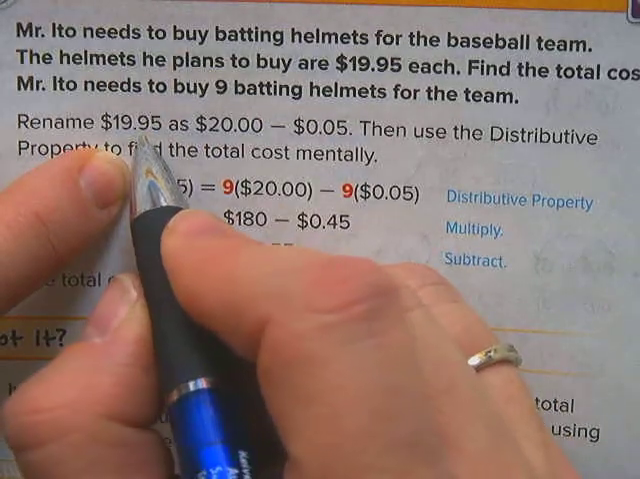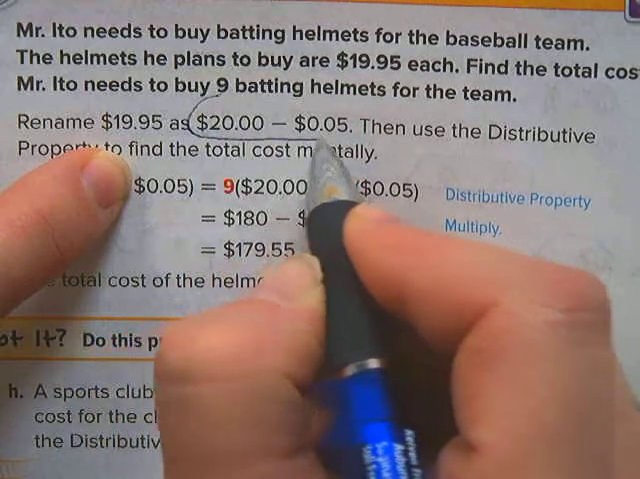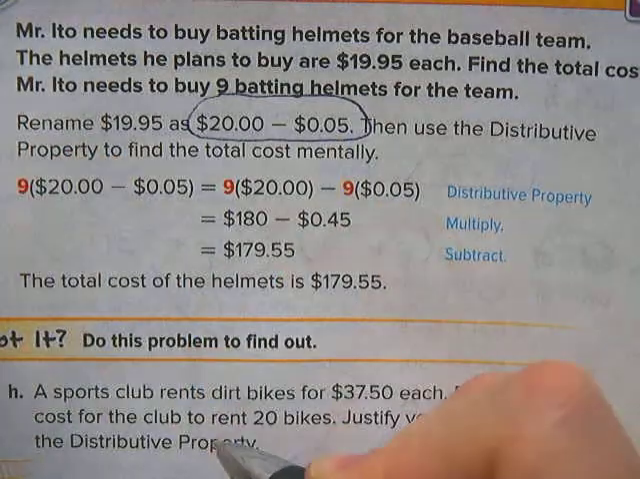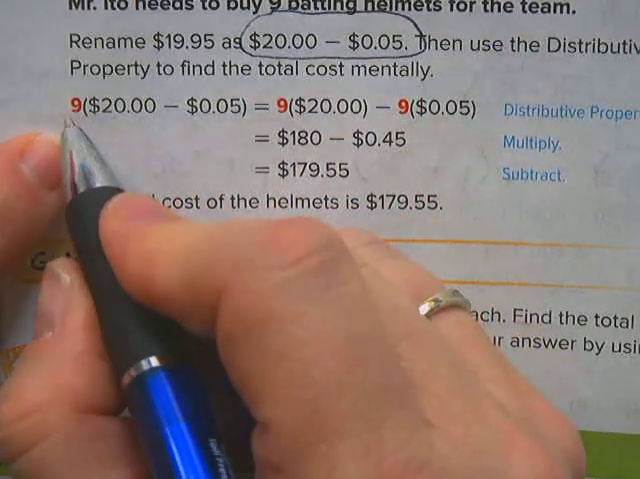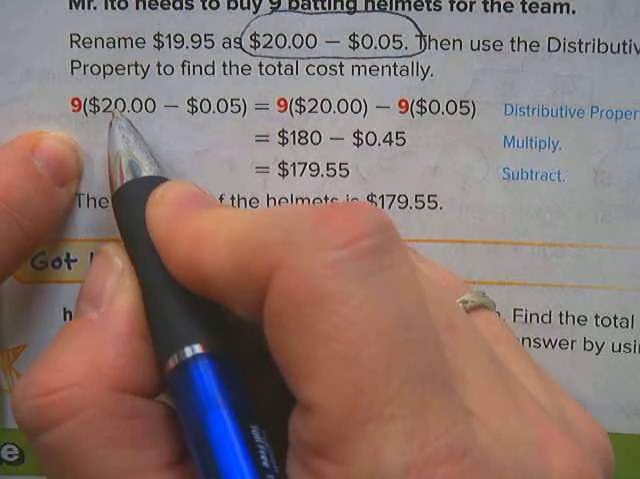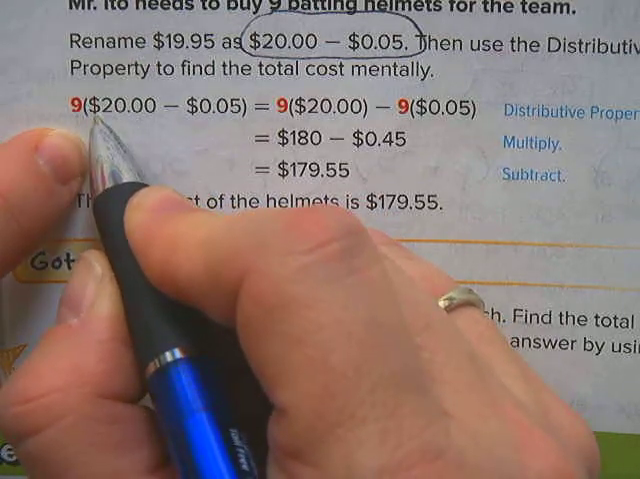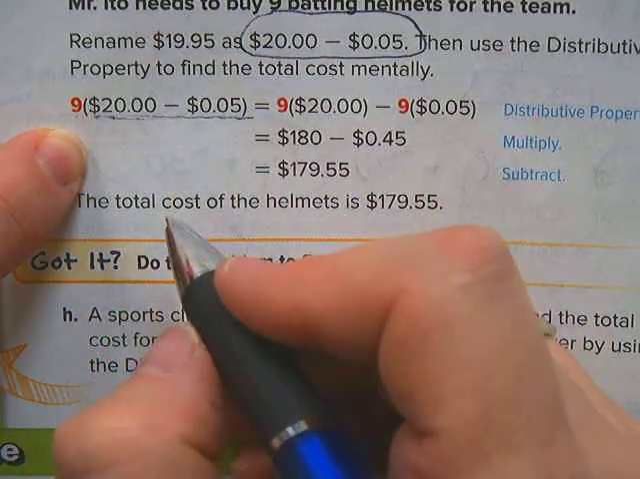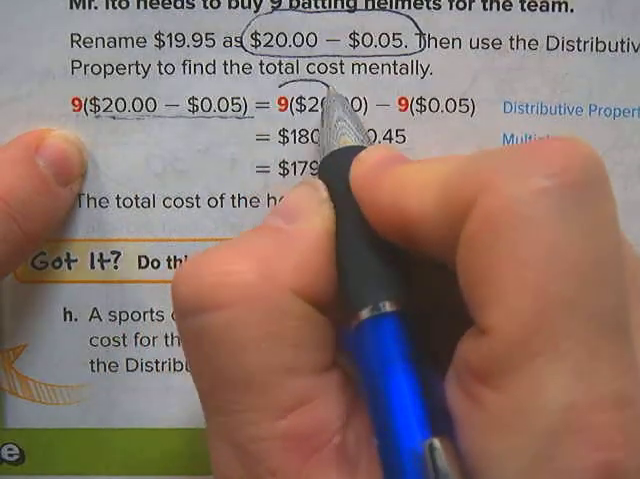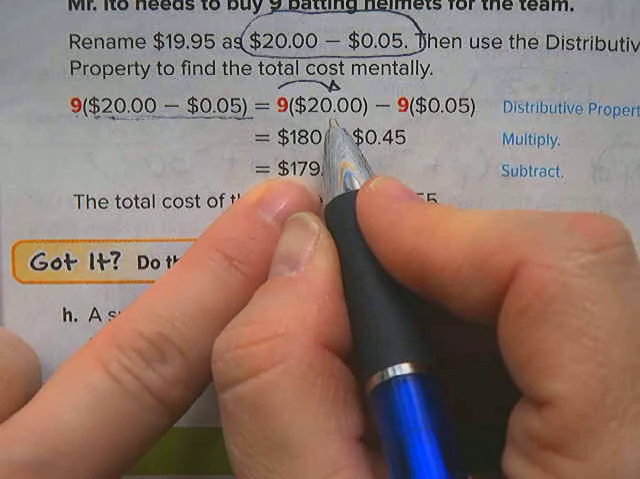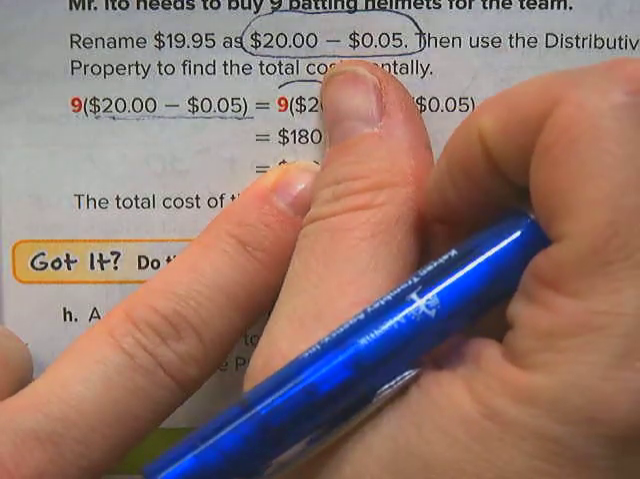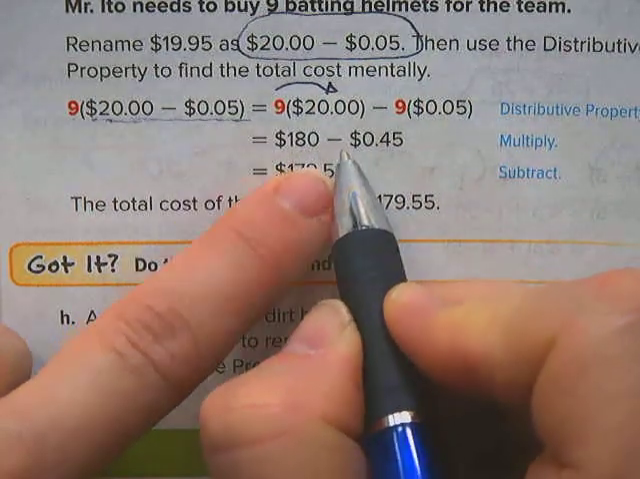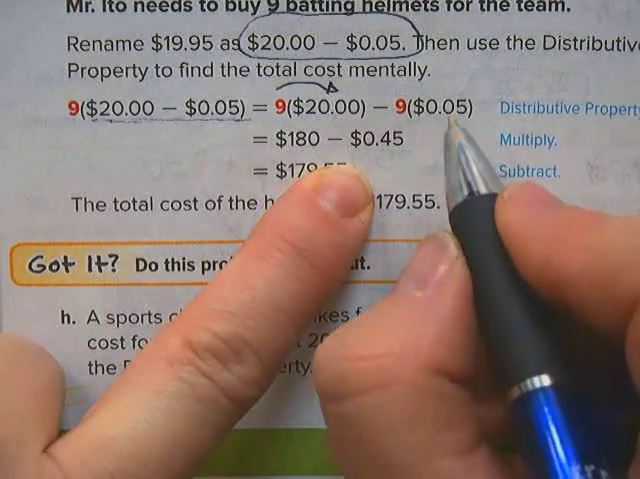Well, multiplying something by $19.95 in our head could be a little tricky. So they're suggesting that you think about $19.95 as $20 minus 5 cents. So if we need 9 helmets that cost $19.95, we're really going to do 9 times this expression, because 20 minus 5 cents is the same as $19.95. Well, how does this help us? Well, hopefully mentally you could do 9 times 20, because 9 times 2 is 18. So 9 times 20, you're just going to add a 0 to 18.